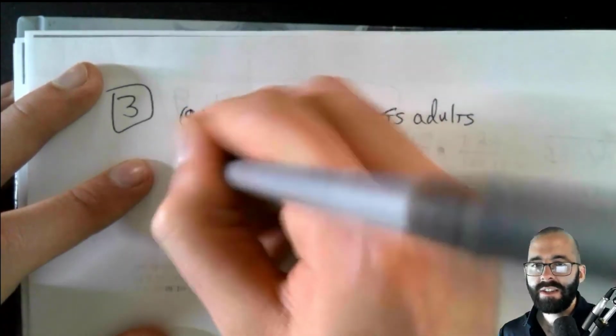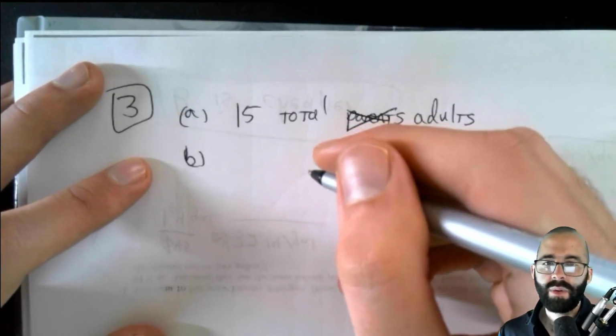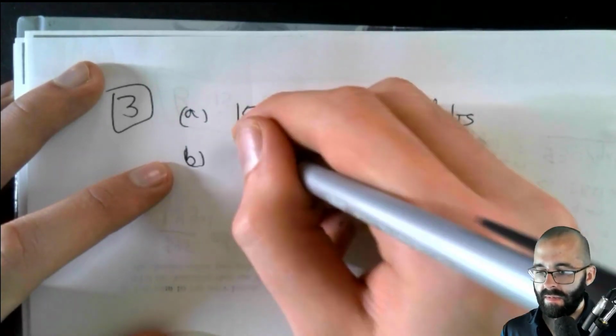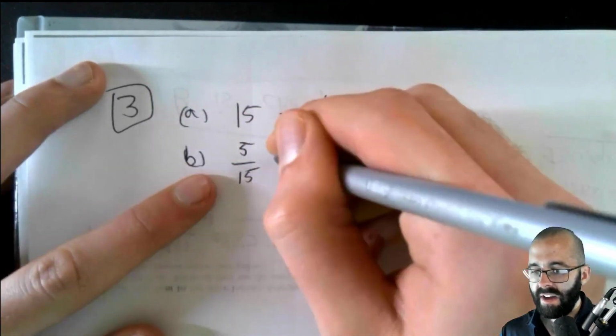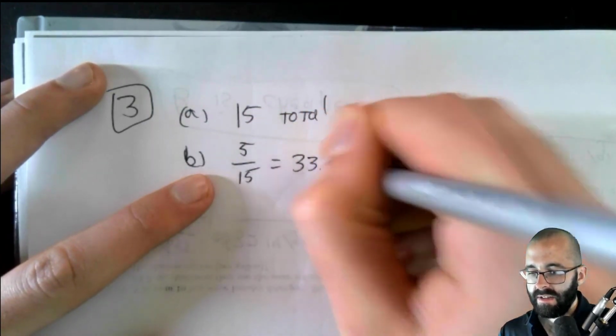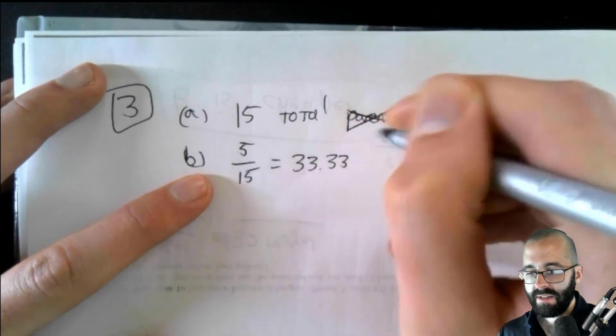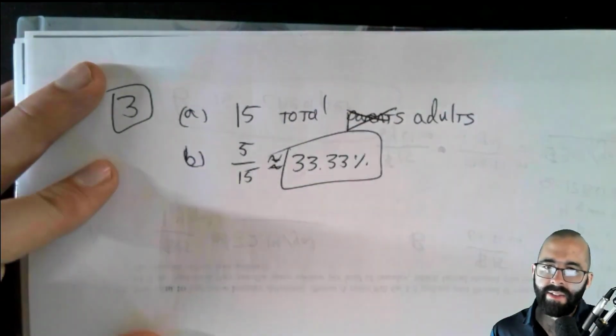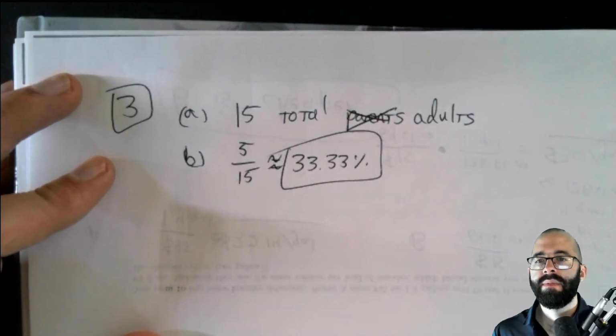What percentage had 0 children? So that's relative frequency. So 0 children, there were 5 of them. So 5 out of 15, find that as a percent. It's 33.3 repeating percent, or about 33.33%. That's all you have to do for number 3.